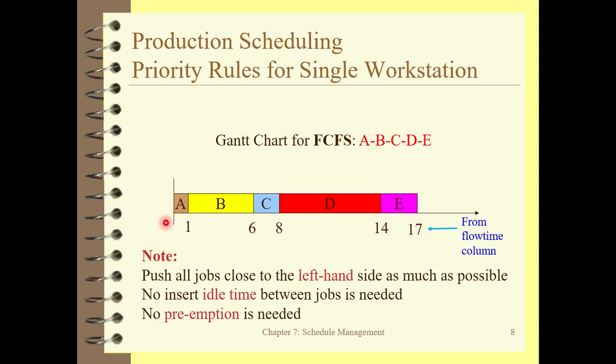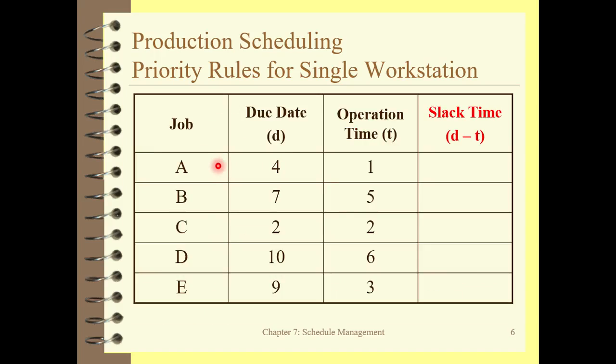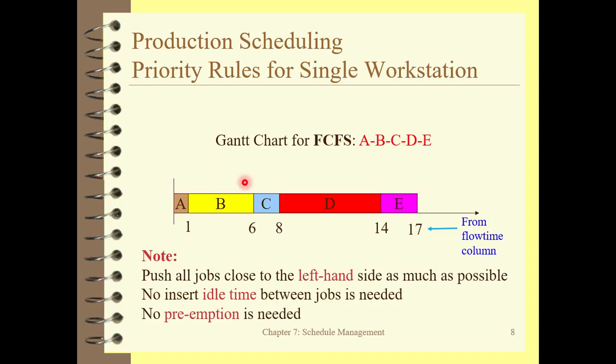So in the Gantt chart here, the x-axis represents time, and the y-axis represents the machine. Since we have one machine, we have just one y. We are starting from job A. Job A needs one time unit. So A starts from 0 and it needs 1, so it completes at 1, finishes at 1.